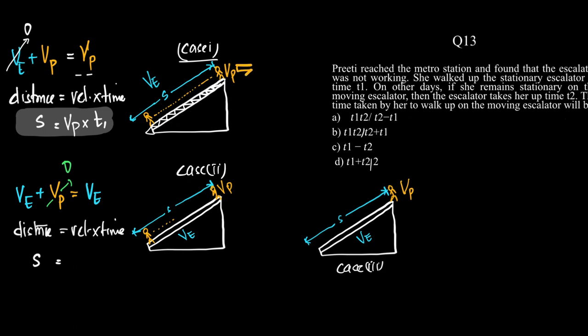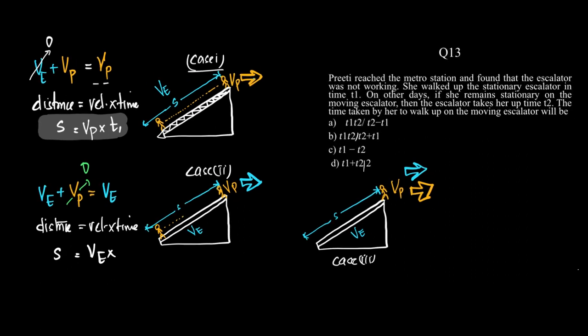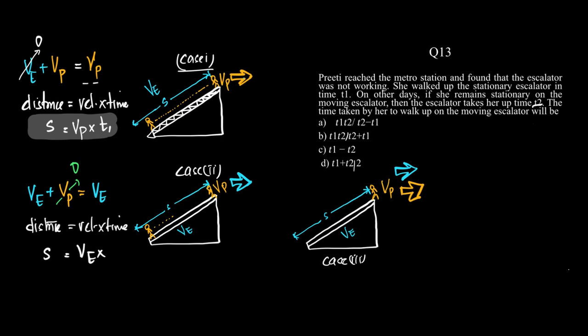So here what the arrow denotes is the escalator is moving, and here the person is moving. In the second case, the escalator is moving, and in the third case we have both the escalator as well as the person moving. The distance will be equal to velocity into time. What is the only velocity here? Ve, which is the velocity of the escalator, into time. It is given that it takes time t2. So what we get is S equal to Ve into t2. All right.